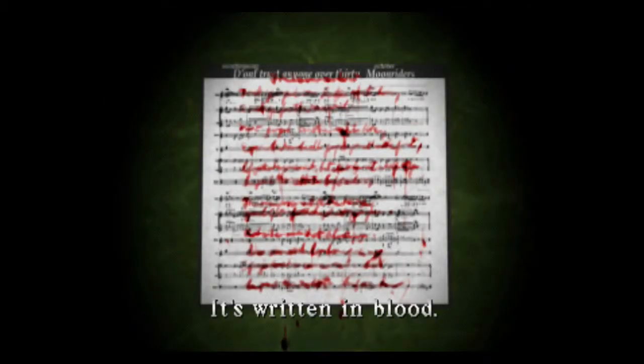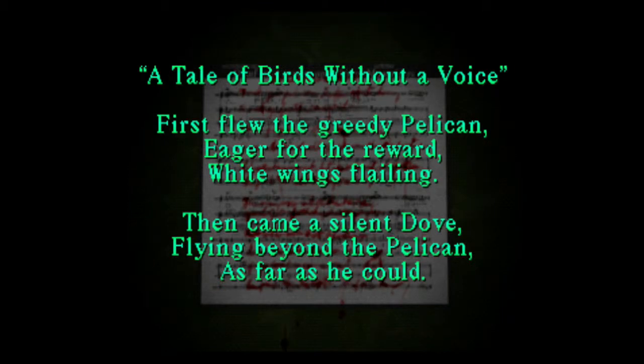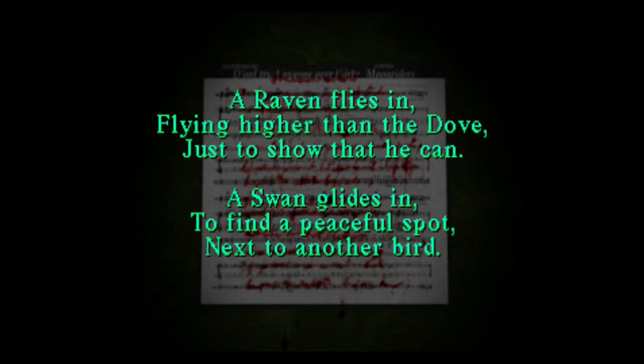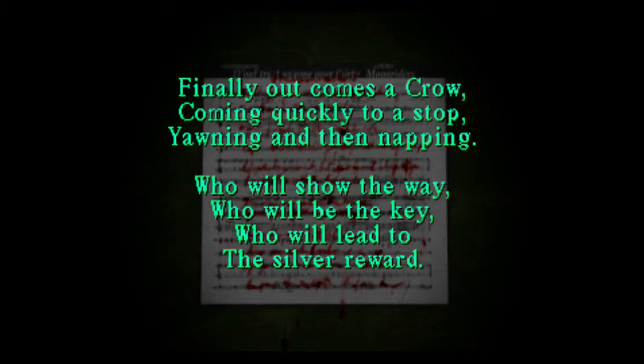So, we got a riddle here. Written in blood. Photorealistic blood. A tale of birds without a voice. First flew the greedy pelican, eager for the reward, white wings flailing. Then came a silent dove, flying behind the pelican as far as he could. A raven flies in, flying higher than the dove, just to show that he can. A swan glides in to find a peaceful spot next to another bird. Finally out comes a crow, coming quickly to a stop, yawning and then napping. Who will show the way? Who will be the key? Who will lead to the silver reward?